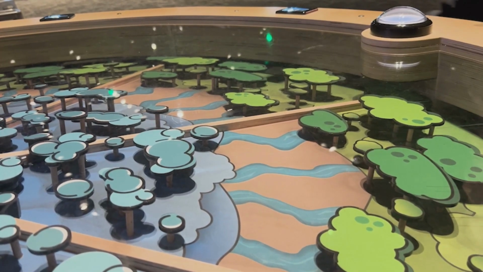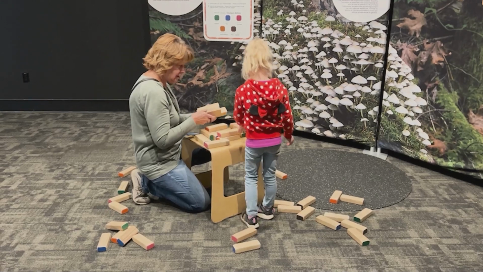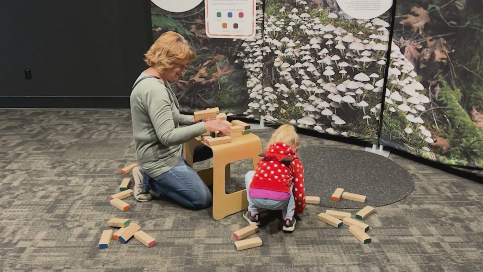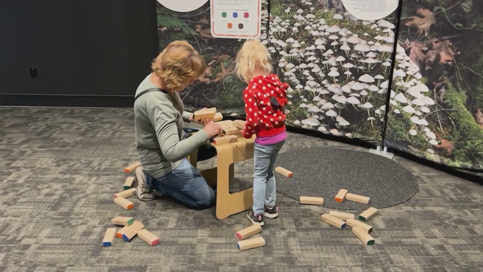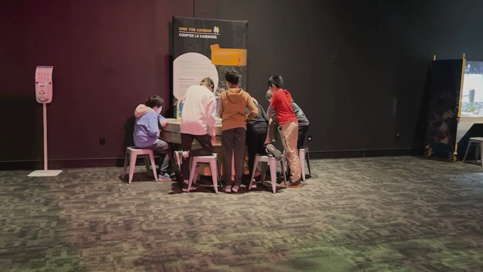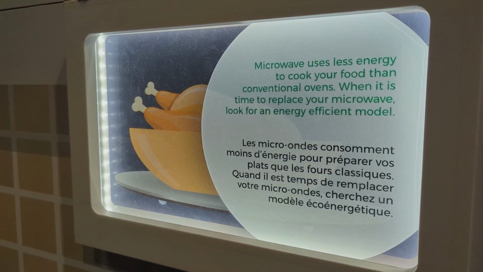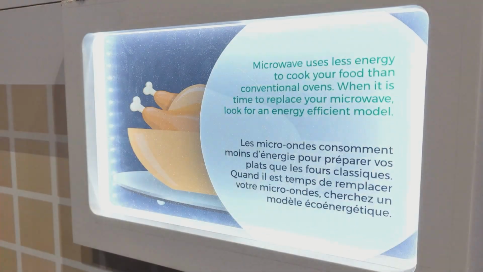With sections dedicated to renewable energy, conservation, and the science behind climate change, the exhibit encourages visitors to think critically about their role in the environment. And for younger visitors, it offers engaging activities that will help them understand how climate change can affect their future.